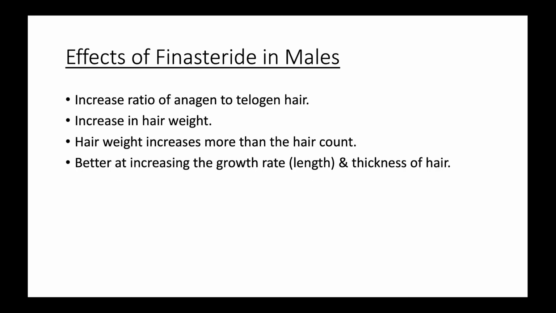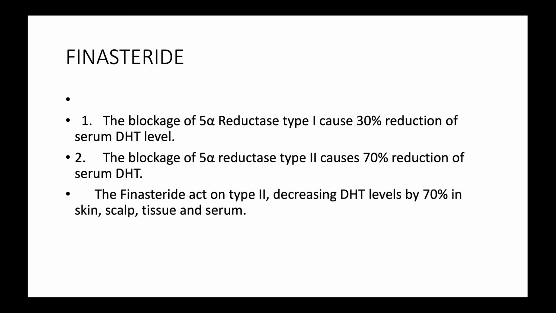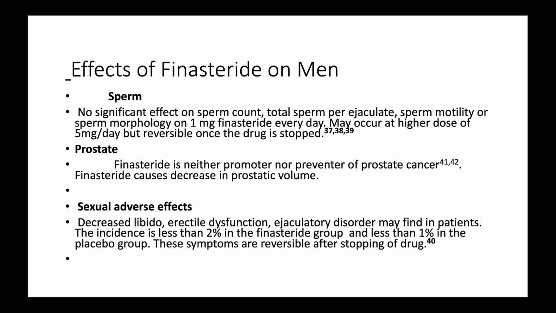The effects of finasteride in males: there is an increase of anagen to telogen ratio. Similar to minoxidil, there is a greater increase in hair weight. The hair weight increases more than the hair count. It is better at increasing the growth rate, meaning the length and thickness of the hair. Blocking 5-alpha reductase type 1 causes a 30% reduction of serum DHT. Blockage of type 2 reduces it by 70%. So finasteride acts only on type 2, and the 70% DHT serum level is decreased.